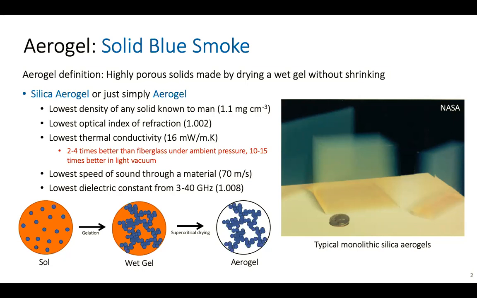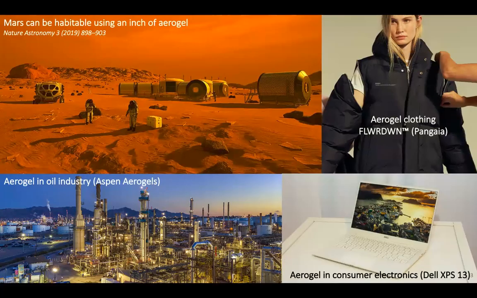They have the lowest thermal conductivity, 2 to 4 times better than fiberglass. At light vacuum, they can be even 10 to 15 times better at the same thickness. So these materials are wonderful and have been used in several applications, primarily in the oil industry. One of the pioneers is Aspen Aerogels, who work on pipe insulation in the oil industry.